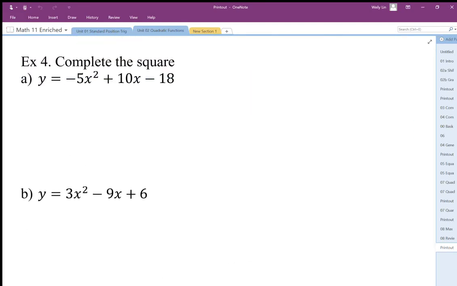So completing the square literally means we need to finish off the square. And this takes the general form equation and puts it into the graphing form. So when I complete the square, what makes it easier is if I only have to deal with that x squared. So I'm going to factor out the negative 5, and I'm only going to deal with the first two terms.